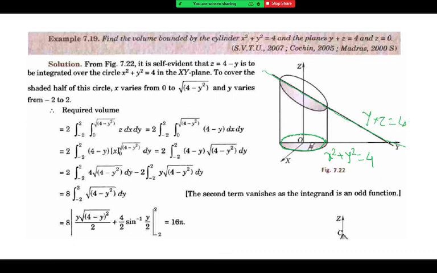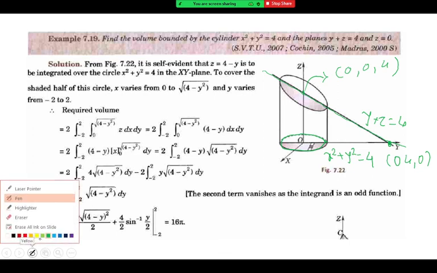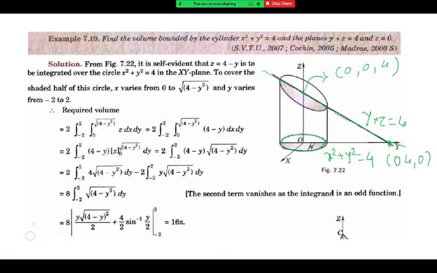Because of that, the coordinates of this point are 0, 4, 0 because it is on the y-axis. This point is on the z-axis, so the coordinates are 0, 0, 4. And that is y plus z equal to 4. And then we have the oblique plane. This is actually the plane y plus z equal to 4, the intersection of that plane with that cylinder.